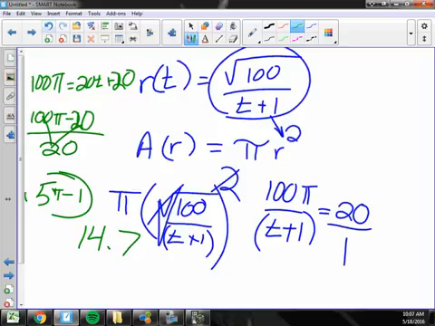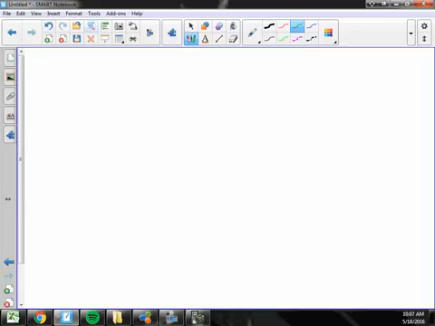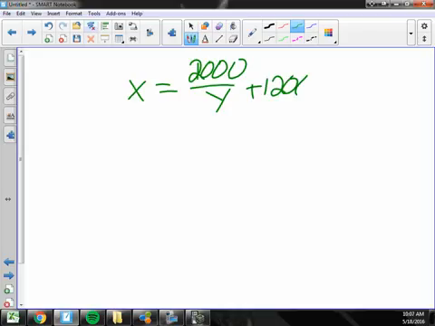3. Due to a decrease in demand, a small production facility that bottles pure mountain water is cutting back on the number of gallons it ships each day. After x days, the number of gallons will be approximated by that model. Find the inverse. So our original function is y equals 2,000 over x plus 1,200. If we want the inverse, x equals 2,000 over y plus 1,200.